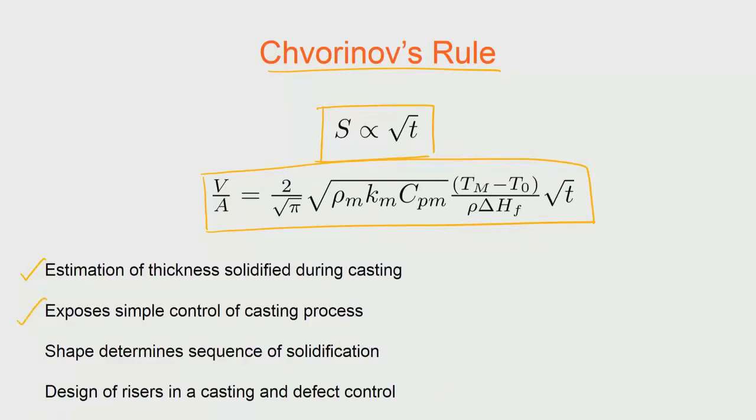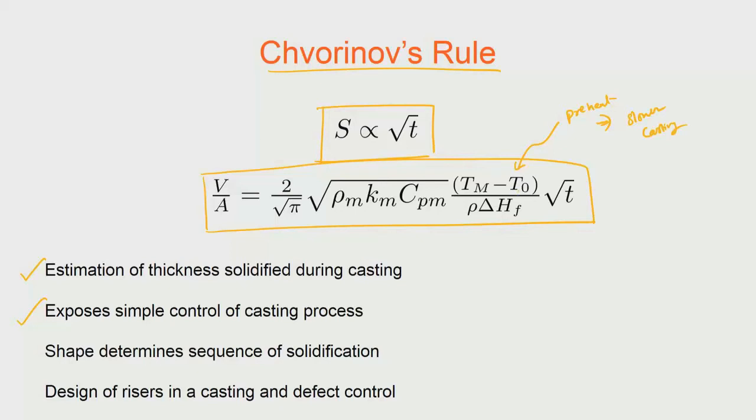You can also see that this expression exposes the control of casting processes. For example, this T naught is the temperature of the mold. If T naught is less, that means if you have a water cooled mold, it implies that this entire number is large, which means that your casting speed will be high. And if T naught is high, which means if you have a preheat, it implies that you would have slower casting. So you can actually avoid cracking in alloys, where it is very much possible because of high cooling rates or high speeds of casting. If you preheat the mold, then you can avoid that problem.